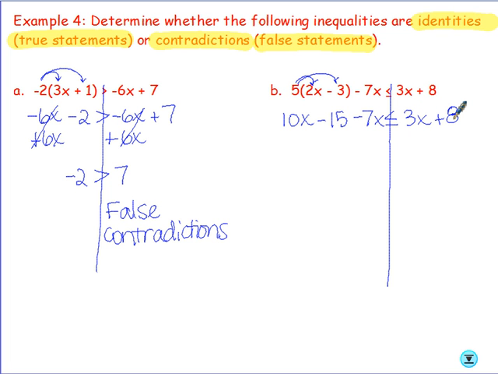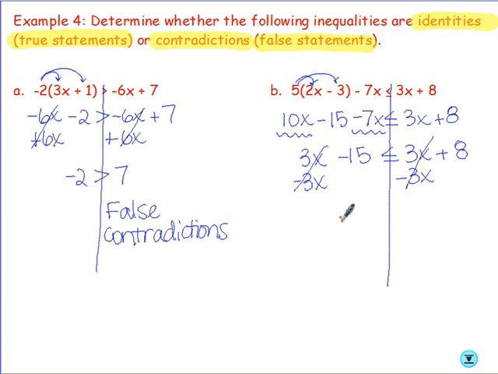After you distributed, you should have looked for like terms. 10x minus 7x leaves me with 3x minus 15 is less than or equal to 3x plus 8. I want all of my x's on one side. This is a positive 3x, so I want to subtract 3x. On the left side, 3x take away 3x cancels. You should have had negative 15 is less than or equal to 8.